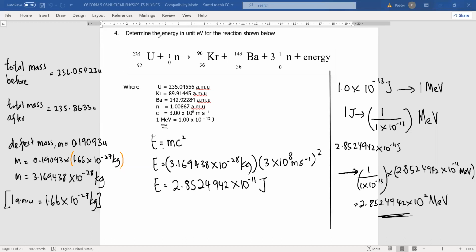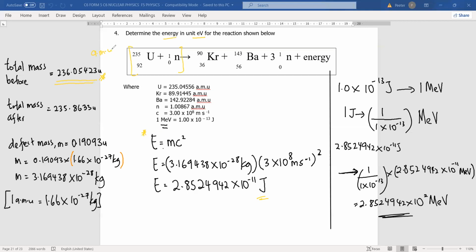Okay, based on this question, what happened here? We need to identify the energy in eV. But before that, what do we do? We will find the energy in joules first. Once an equation is given, we identify the total mass before the reaction in the unit of atomic mass.